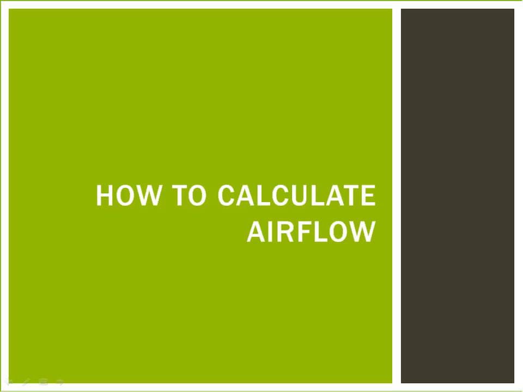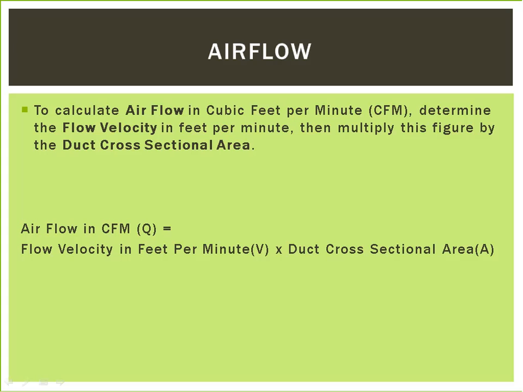Next, we will review how to calculate airflow. To calculate airflow in cubic feet per minute, or CFM, determine the flow velocity in feet per minute. Then multiply this figure by the duct cross-sectional area, as shown on the equation on the screen.